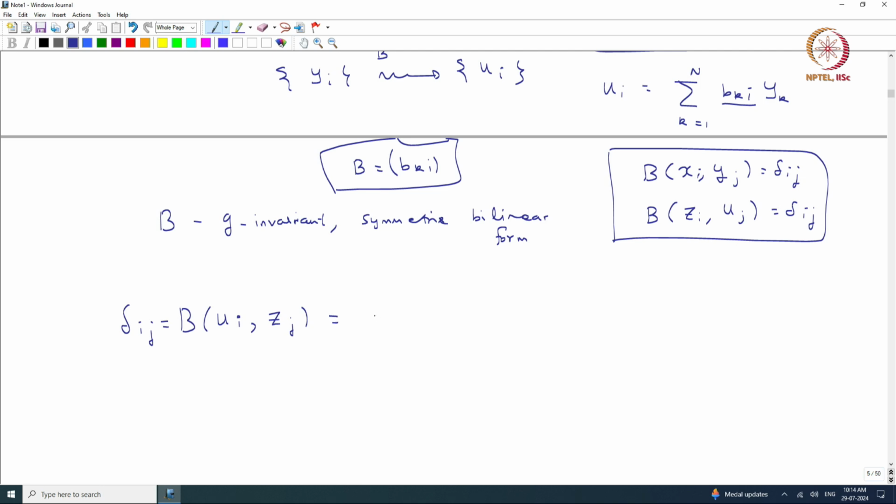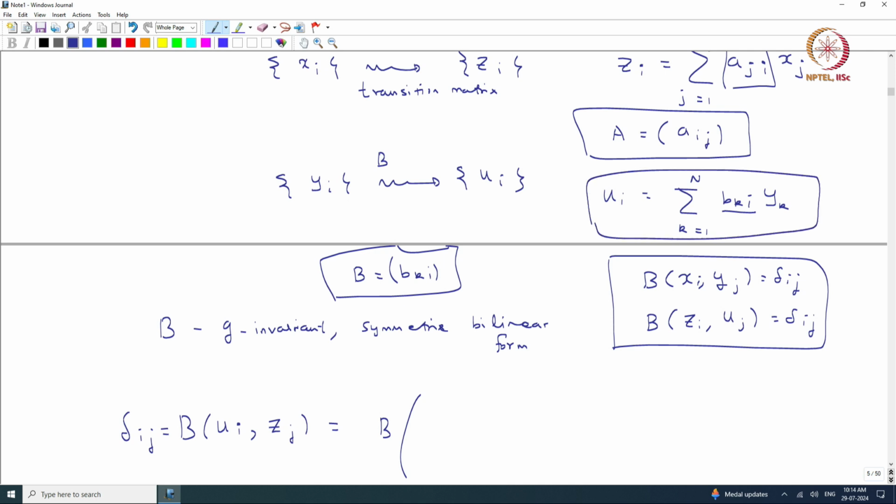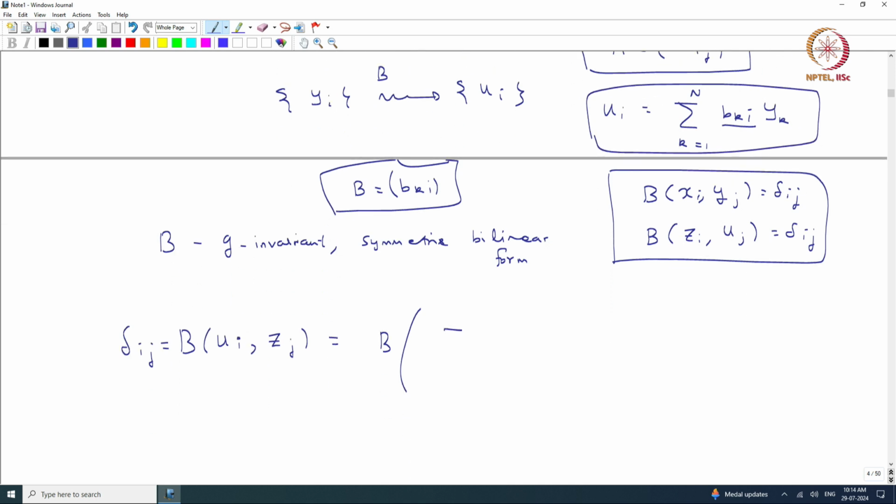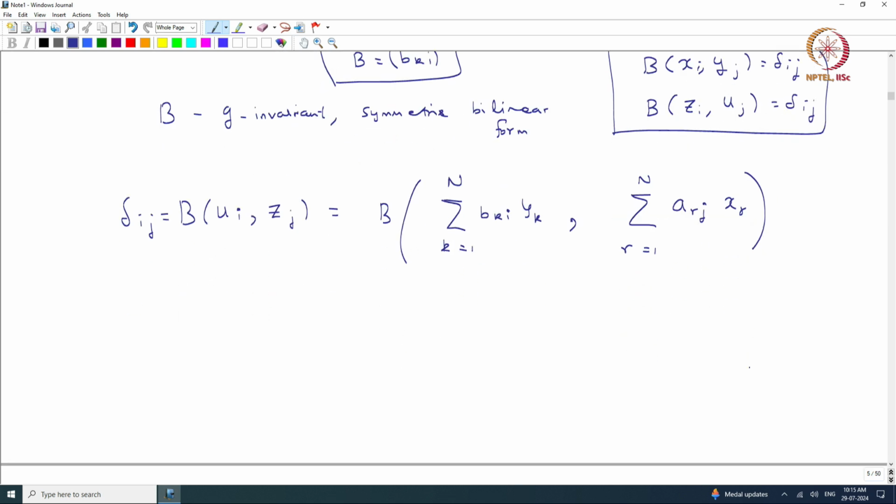So, this you can rewrite. Now compute this. u_i you can rewrite as the summation of b_ki y_k, k ranging from 1 to n. Then you can rewrite z_j as the summation of a_rj x_r, r ranging from 1 to n. Now use the bilinearity and take out the coefficients, and you can see that delta_ij is equal to the summation of b_ki a_rj B of y_k comma x_r.